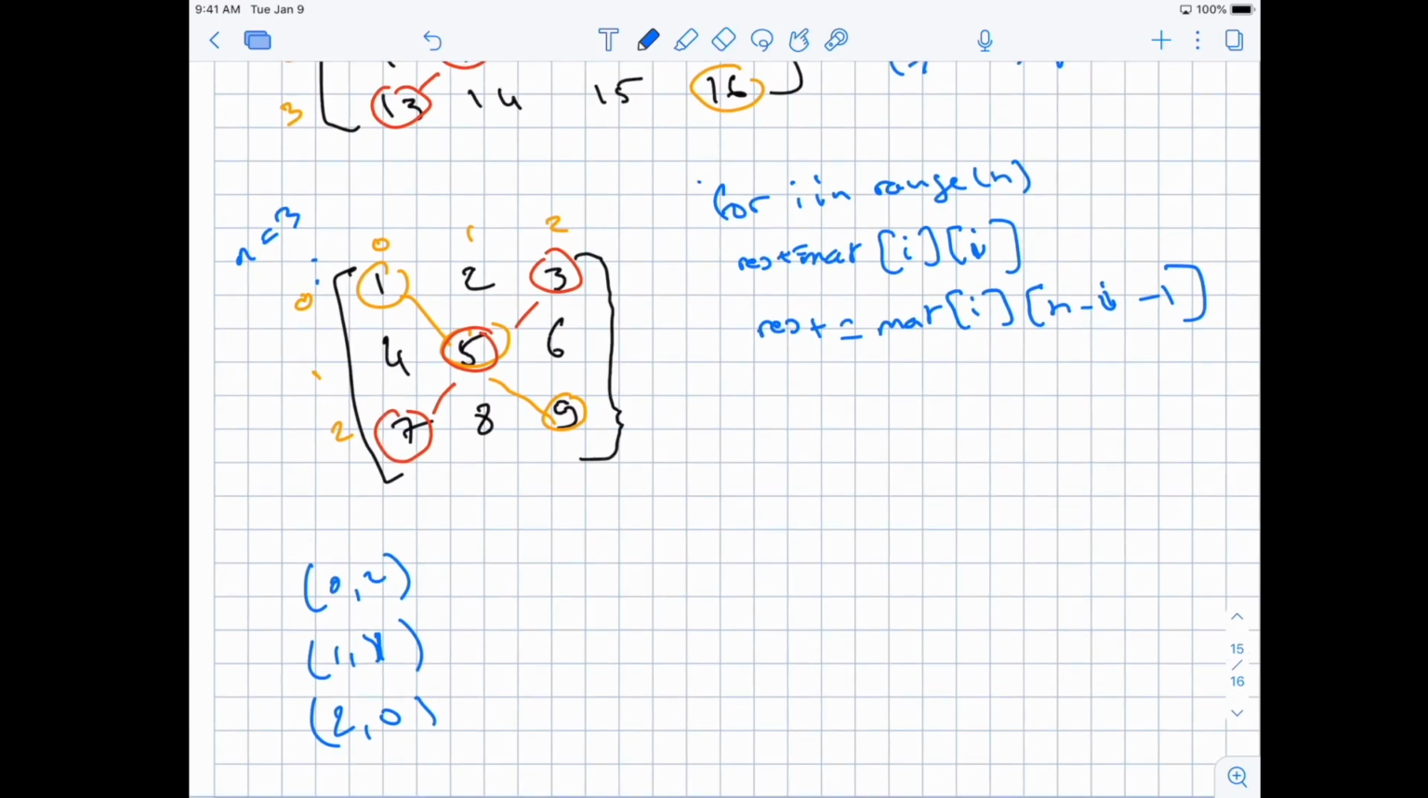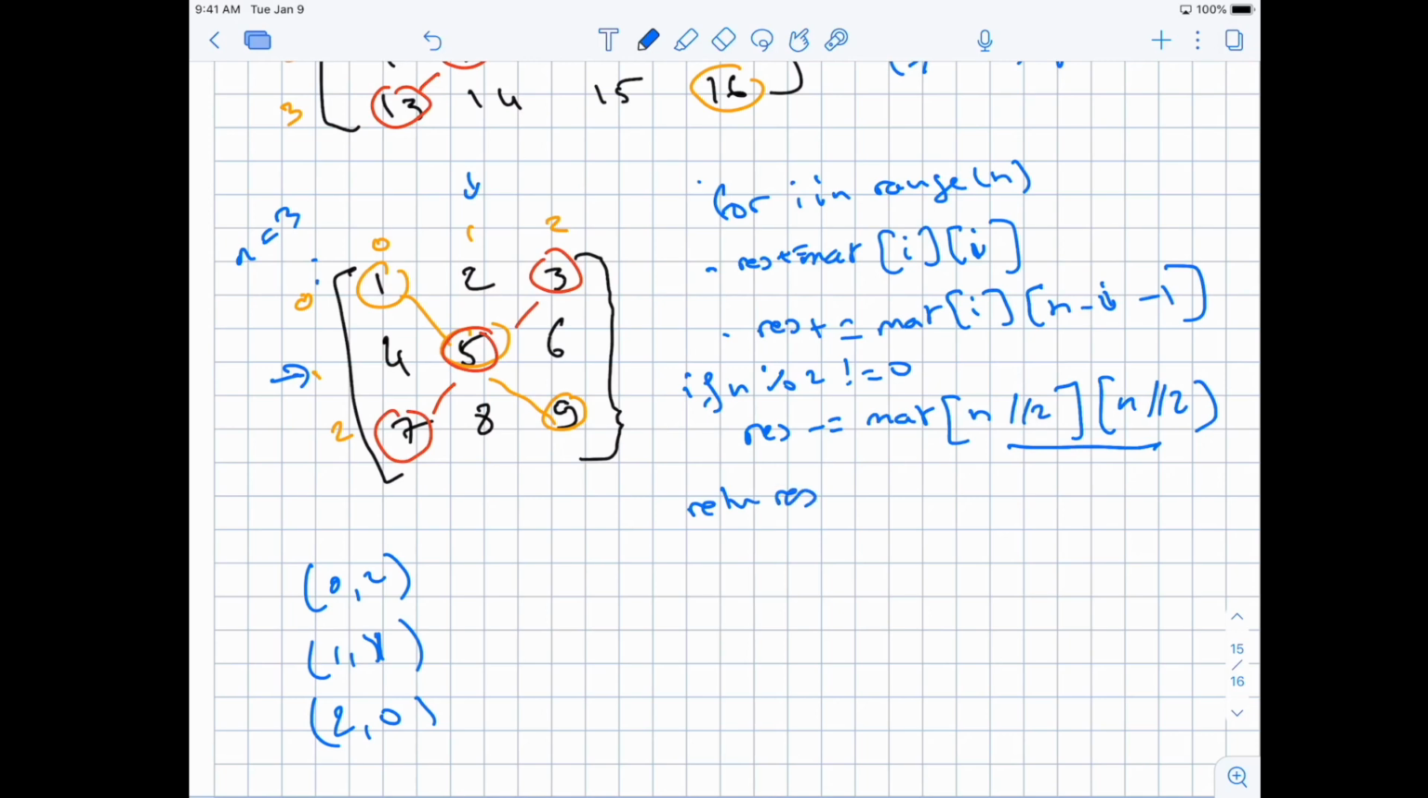And so in this case, we want to subtract only if n modulo 2 is different than 0, which means it's odd. We want to subtract the center cell because we added it twice. To do that, we just remove the center cell, which is in this position and this position, which is n divided by 2. So this is n divided by 2, n divided by 2. And this should give us the middle cell. We subtract it, and then at the end we can just return this result.